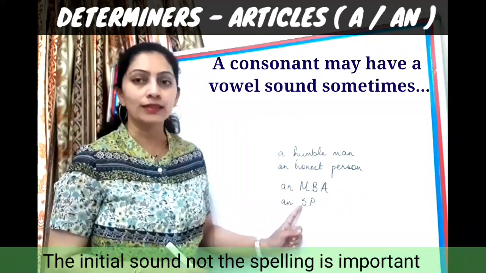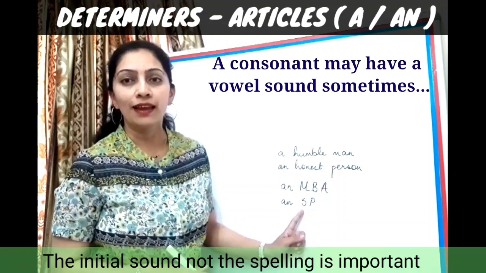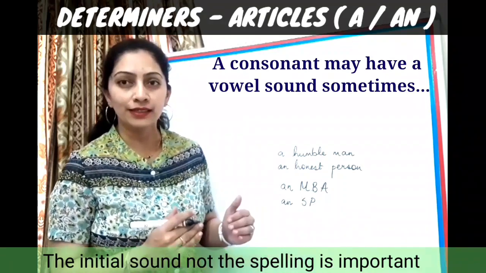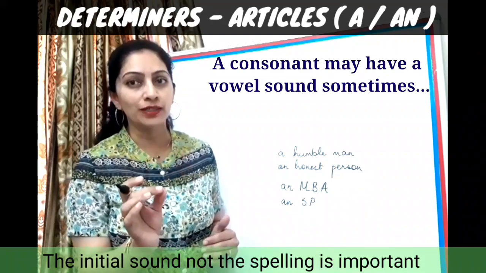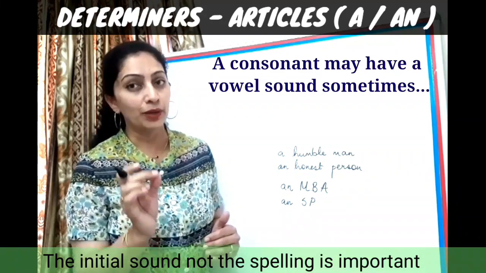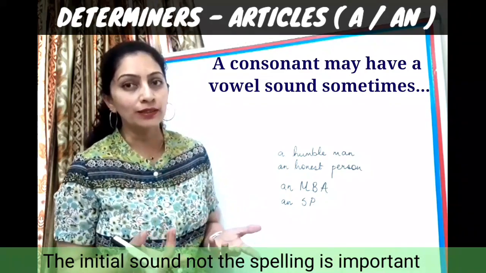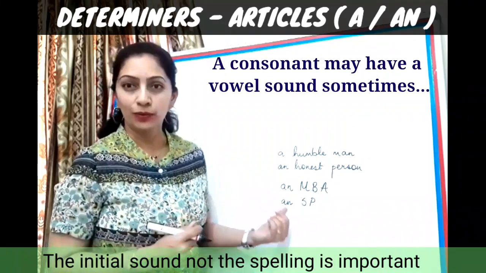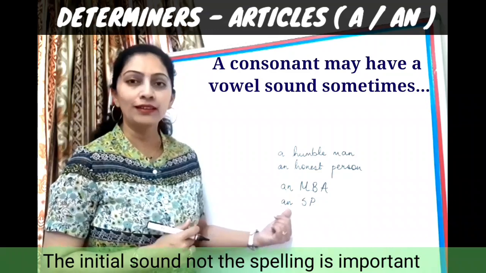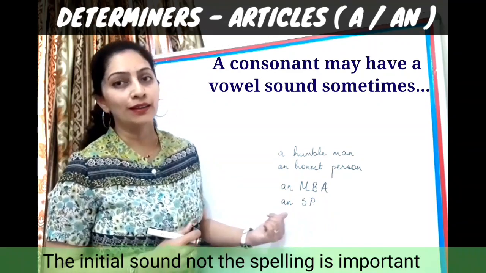Similarly, look at this. S-P. S is a combination of a and s. So the starting sound here is a. And because again it's a vowel sound, A, E, I, O, U, it's a vowel sound. Therefore, you will add an before SP.